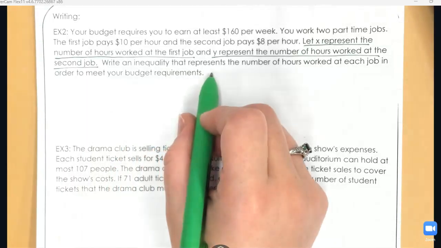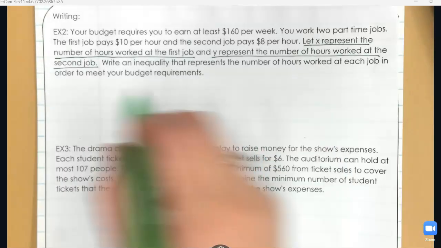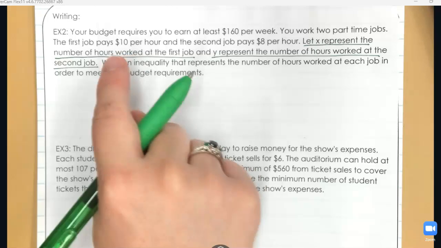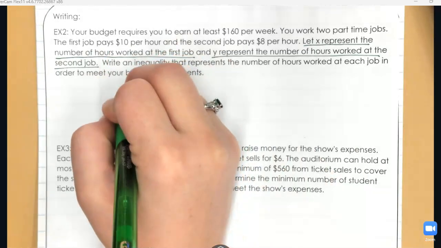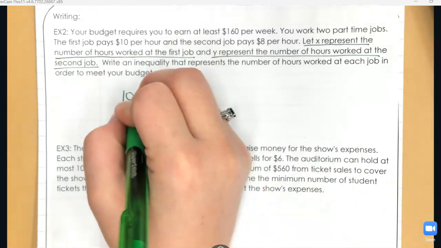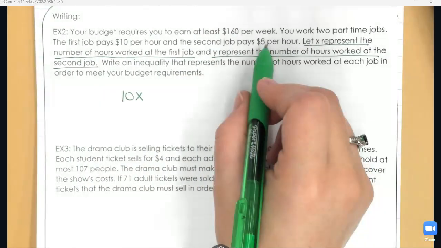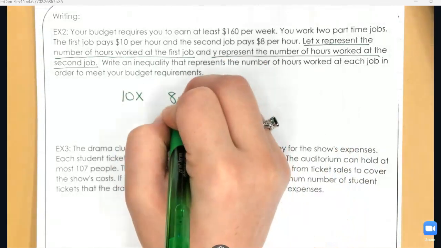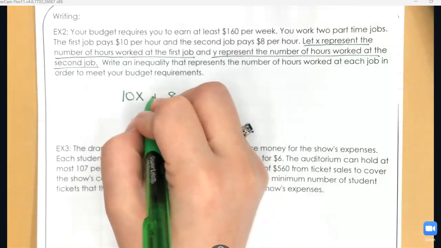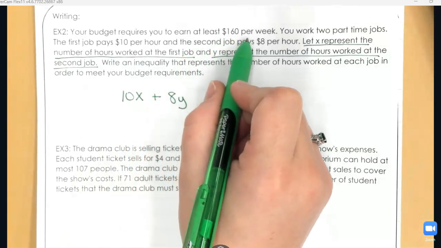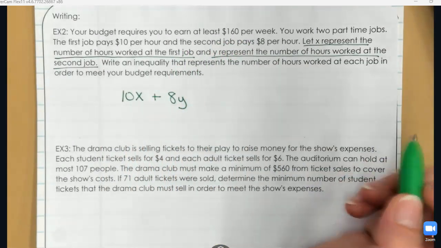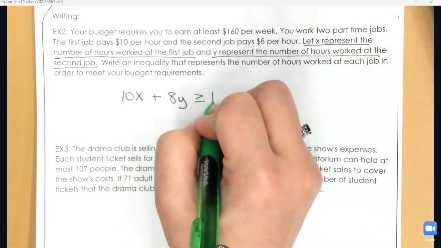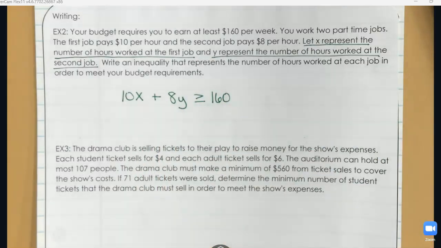We need to write an inequality that represents the number of hours worked at each job in order to meet your budget requirements. Well, job 1 pays me $10 an hour, and we are already told to let x be the number of hours we worked at that job. My second job pays $8 an hour, and I am told to let y be the number of hours I work at that job. So together, I need this to be at least $160 per week. So that means greater than or equal to 160. If I make more than 160, that's great, but I cannot make any less than 160.